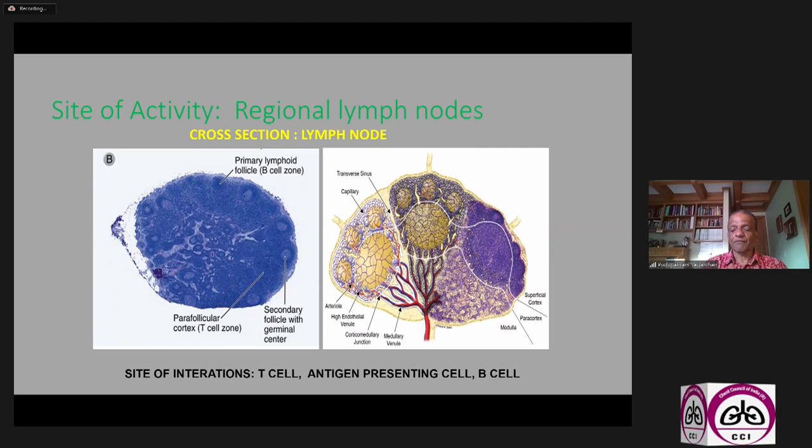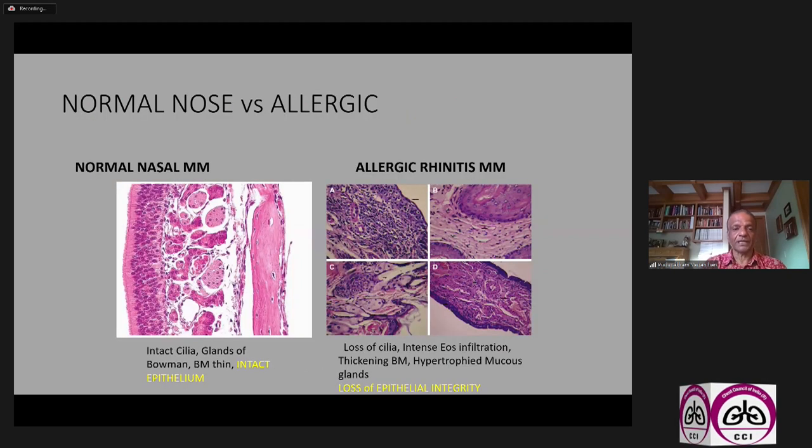And there also you will find lymphoid follicles in the back of the throat. And this is because of the allergic inflammation. And if you look at the difference between a normal mucous membrane and an allergic rhinitis mucous membrane, there's significant mucosal damage in the allergic nose with loss of cilia, intense eosinophilic infiltration, thickening of the basement membrane.